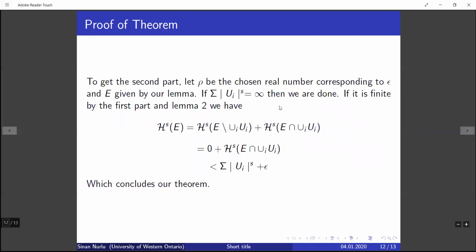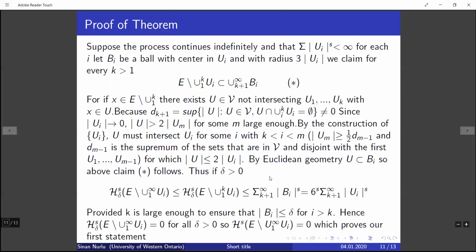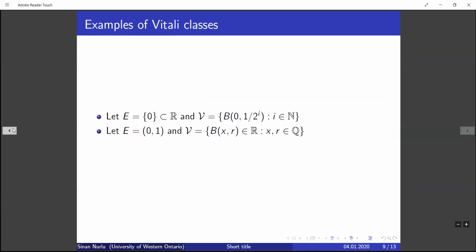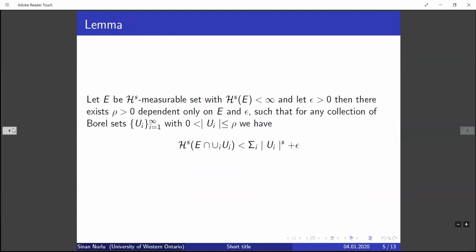But if it's not infinite, then in our first part, we have proved that if this sum is finite, then the measure of E minus union of Ui's is zero. So we're gonna use that. That's our first information. The second will come from our lemma.